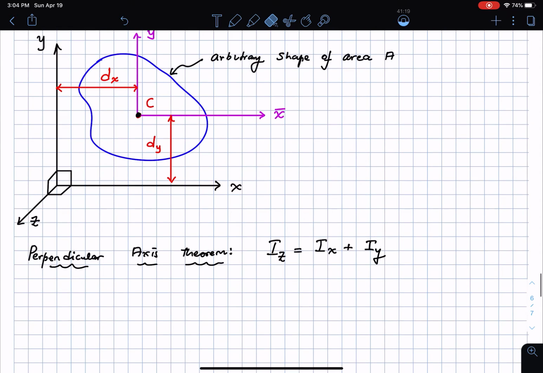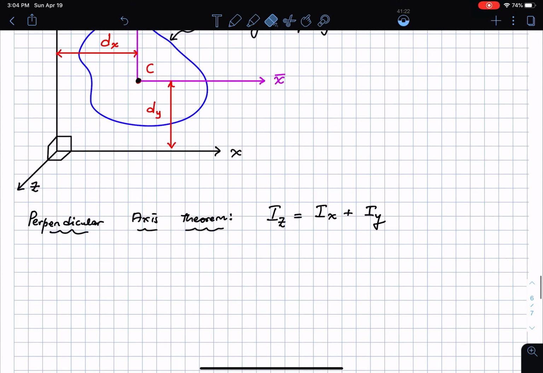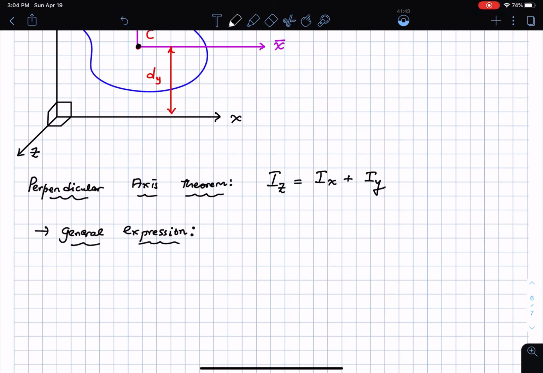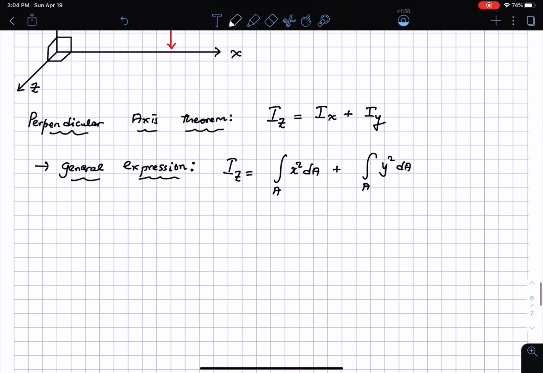In this particular case, Ix is the integral of y squared dA, Iy is the integral of x squared dA, then Iz is the integral of x squared plus y squared dA. So from a general point of view, this is not very important right now, but you'll be using this in dynamics pretty often later on. You can say that Iz is integral x squared dA plus integral y squared dA, or Iz is integral x squared plus y squared dA, which you can write as integral r squared dA, right?